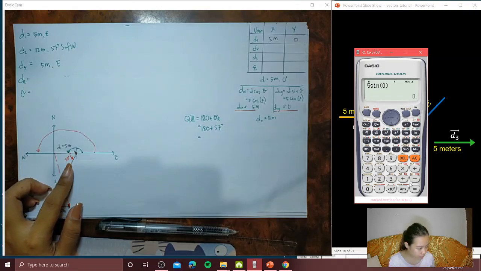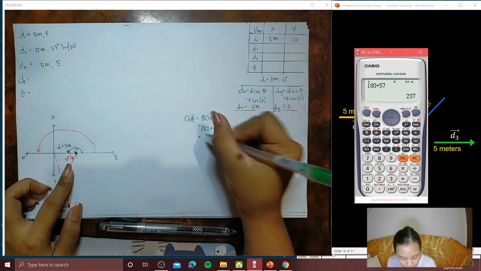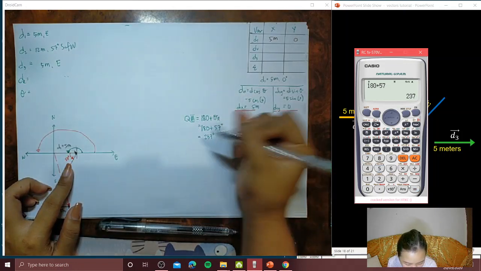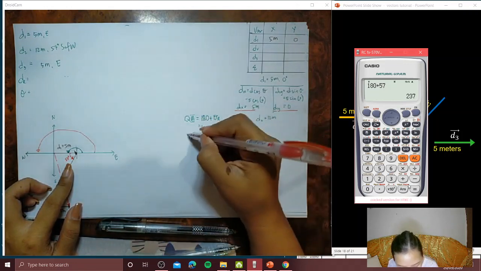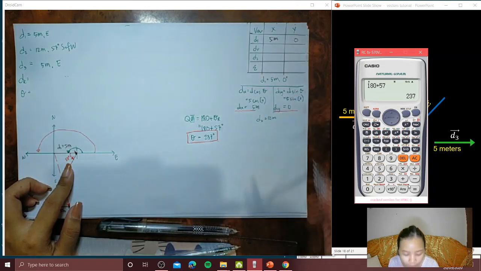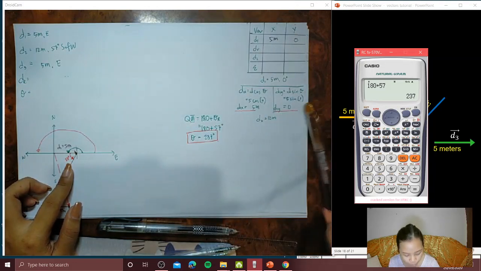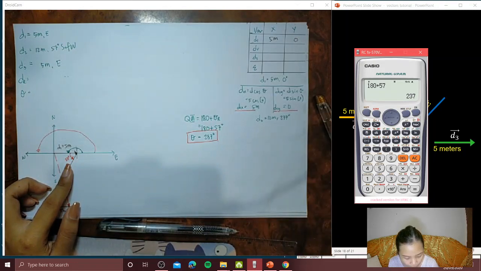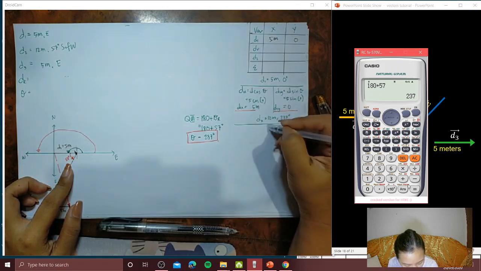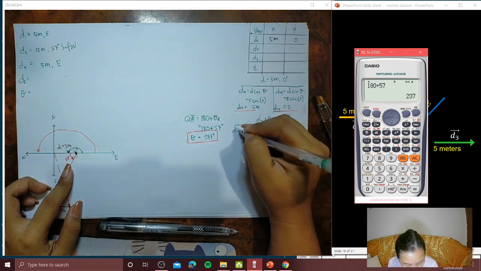So, we have, let us look here on our calculator, 180 plus 57, we have 237. 237 degrees for our theta. So, this is now our final angle nga is substitute in our equation. So, we have here 237 degrees. Na yan.